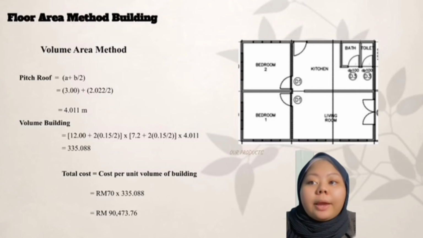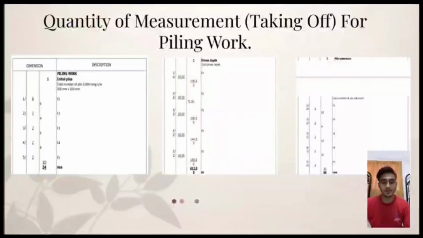Next is the volume area method. The pitch roof is 4.011 meter. The total volume of the building is 335.088. So the total cost per unit volume of the building is 90,473 ringgit 76 cent.